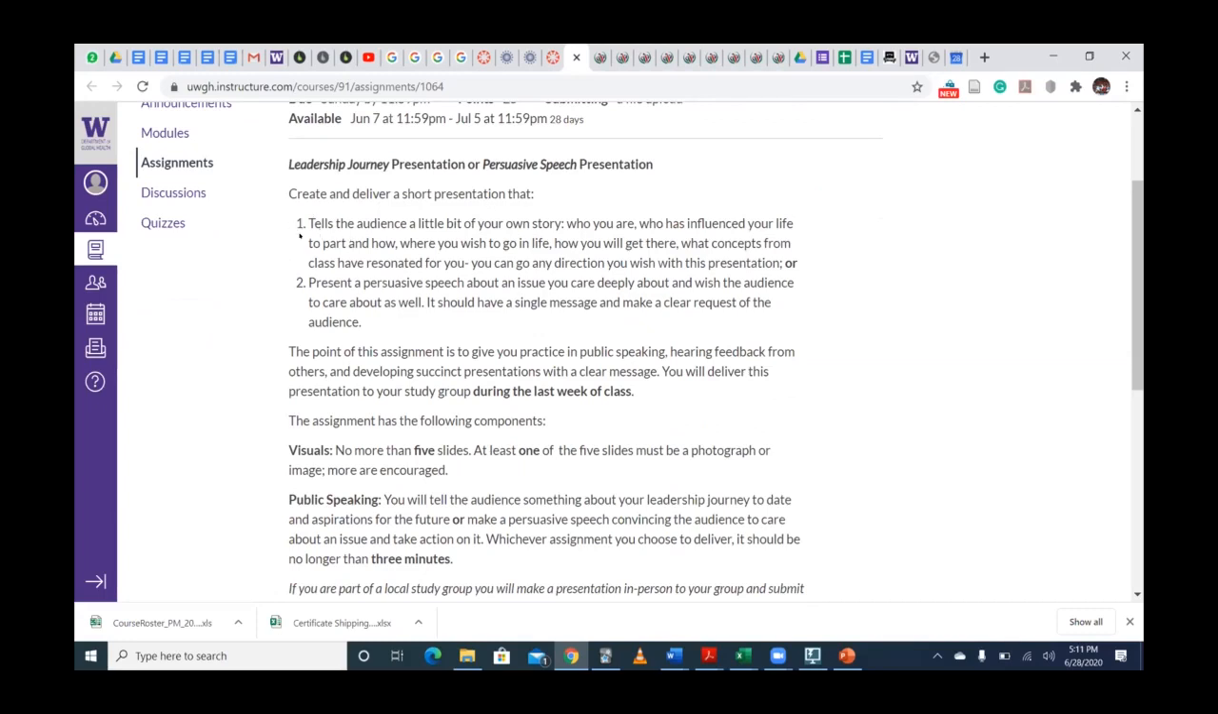Now, this number 1 here is the leadership journey. That's the instructions for the leadership journey. You tell the audience a little bit of your own story. You tell the audience who you are, who has influenced your life, to what part and how, where you wish to go in life, and how you will get there, what concepts from the class have resonated with you. You can go in any direction with any idea, in any manner and in any order. It's just a little bit of your own story. That's what the presentation does.